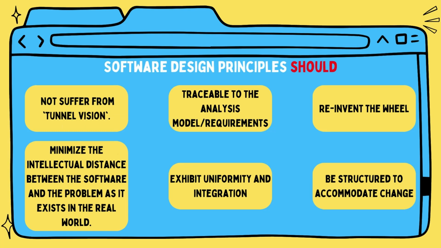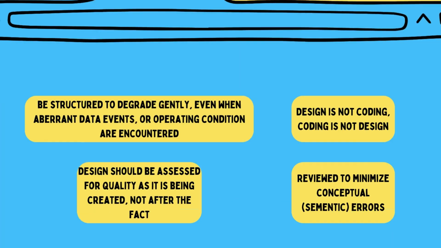Software design principles: should not suffer from tunnel vision, be traceable to the analysis model or requirements, not reinvent the wheel, minimize the intellectual distance between the software and the problem as it exists in the real world, exhibit uniformity and integration, be structured to accommodate change.